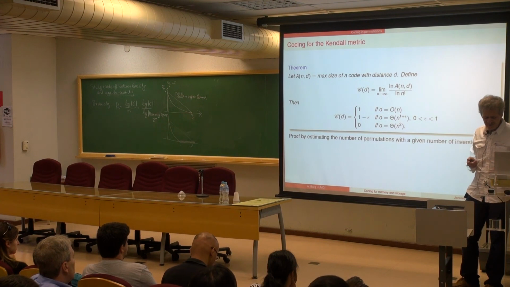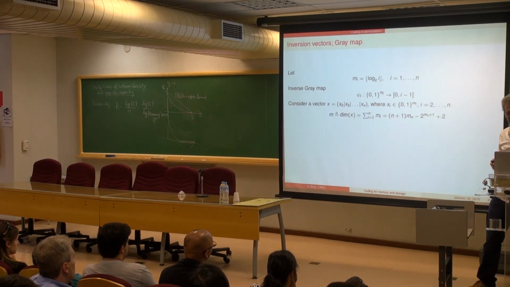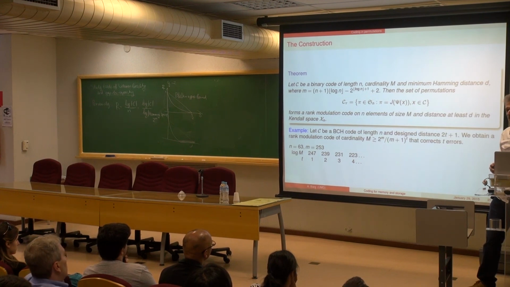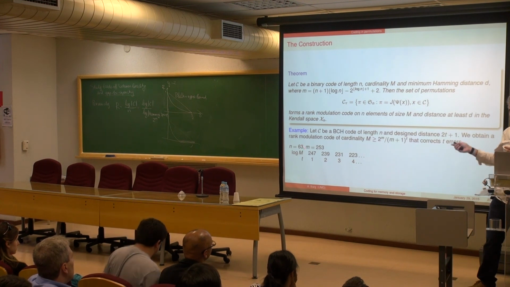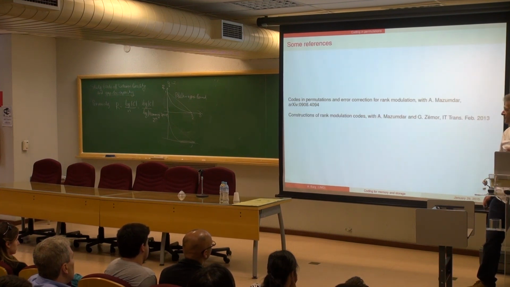And we can have constructions, rather explicit, from existing codes through inversion vectors, through some transformations involving the Gray map. Actually, from pretty much any error correcting code, we can construct a rank modulation code. And if we choose those error correcting codes in the Hamming space carefully, then we can get capacity achieving codes, with simple decoding algorithms which rely on the decoding algorithms in the Hamming space. This was done a few years ago with Ariya, and on one occasion with Gilles.